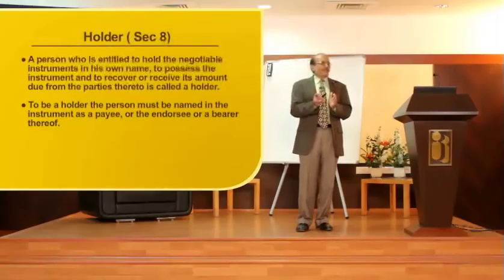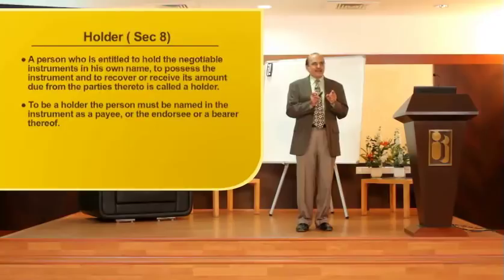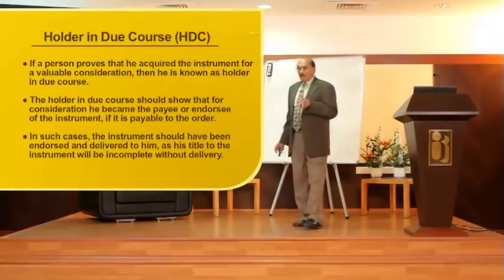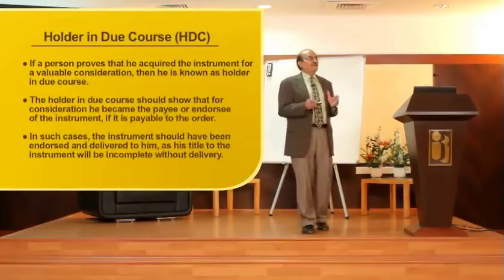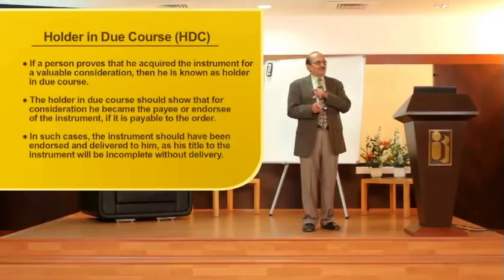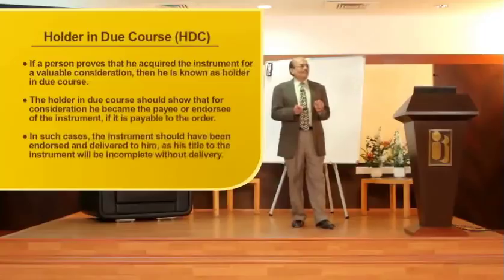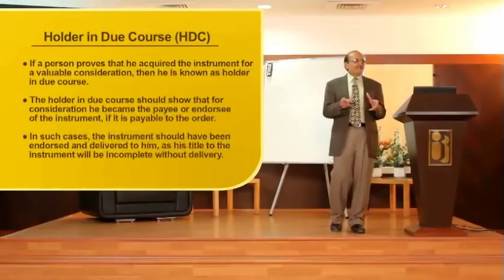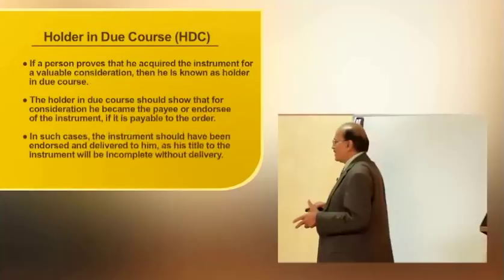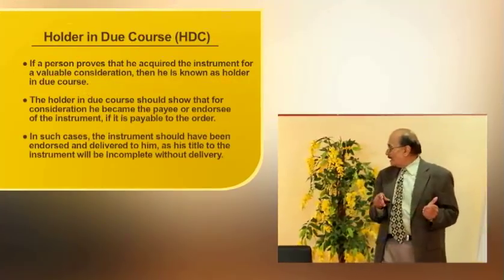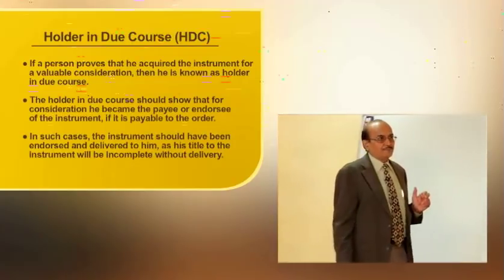To be a holder, a person must be named in the instrument as payee or endorsee, or must be the bearer thereof. What is meant by holder in due course? If a person proves that he acquired the instrument for a valuable consideration, then he is known as a holder in due course. The holder in due course should show that for consideration he became the payee or endorsee of the instrument if it is payable to order. In such cases, the instrument should have been endorsed and delivered to him, as his title to the instrument will be incomplete without delivery.